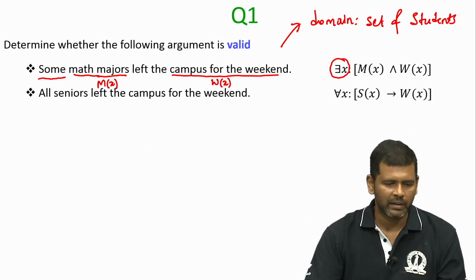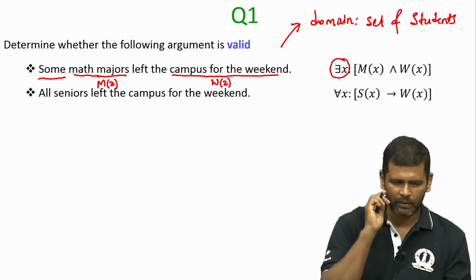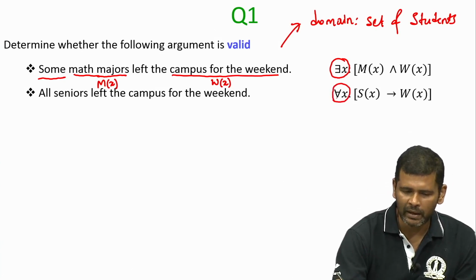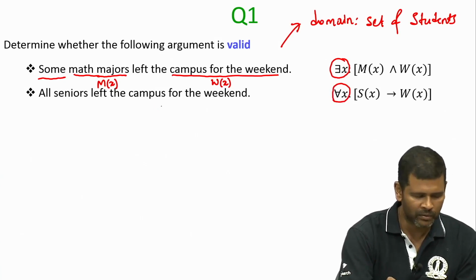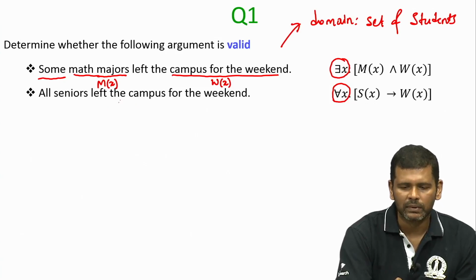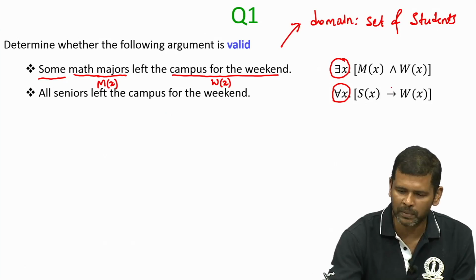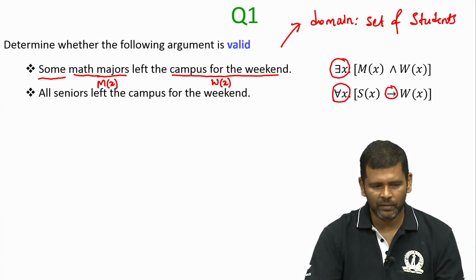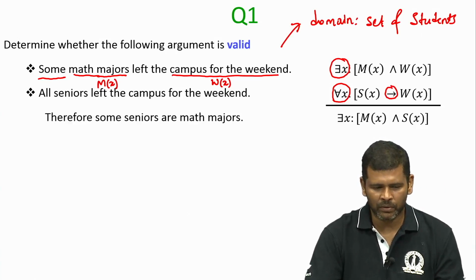The second premise here is that all seniors left the campus for the weekend. So, this is a universally quantified statement, and if you look closely, the interpretation of this statement is that if a student x is a senior, then he has left the campus. So, there is an implicit implication here, and that is why this premise can be represented as for all x, s(x) implies w(x).